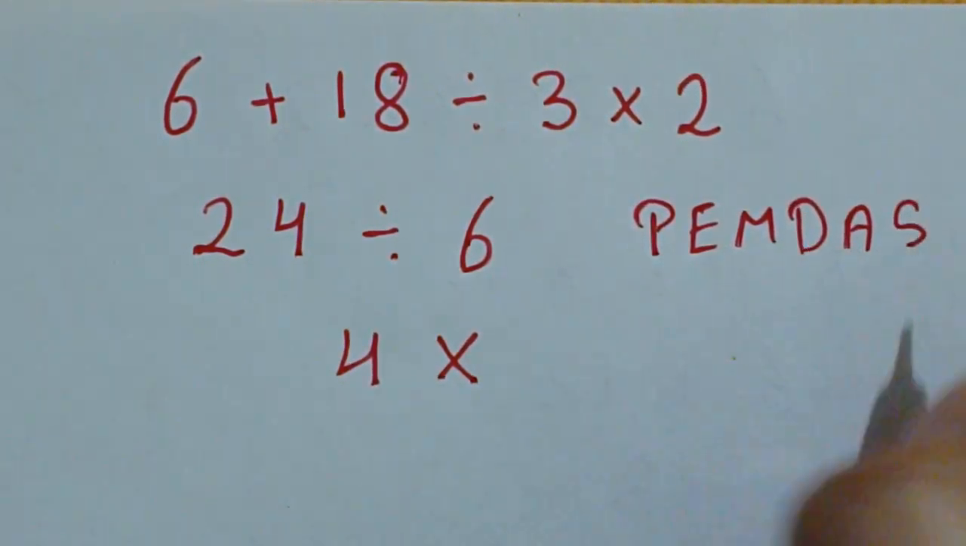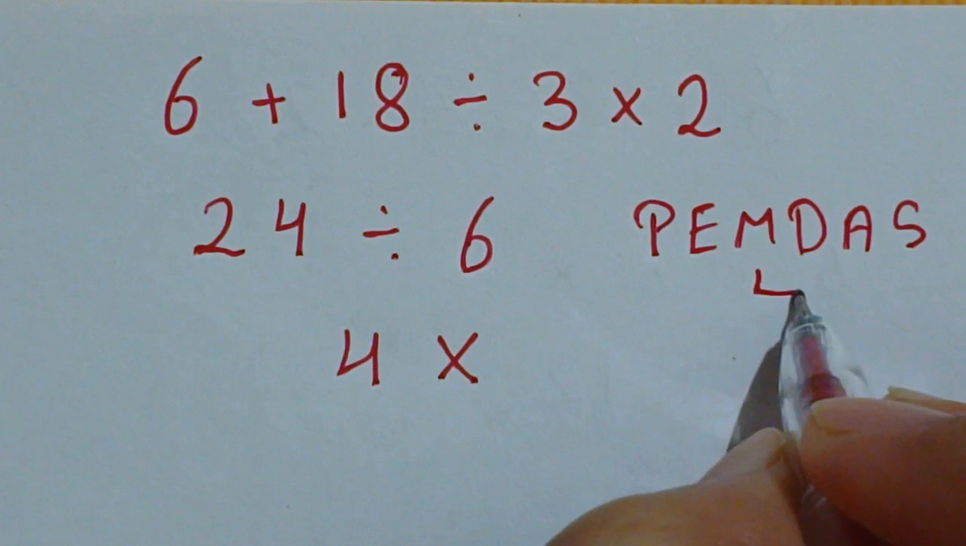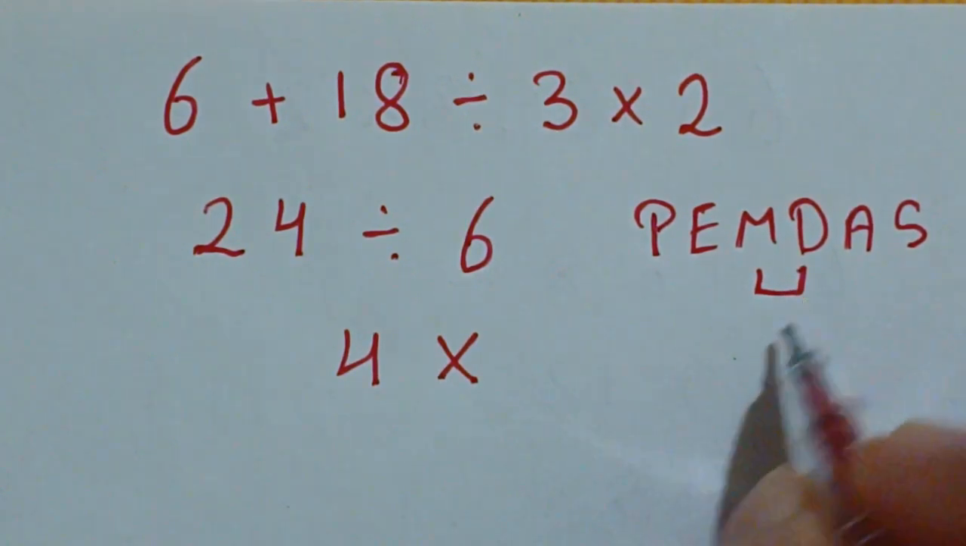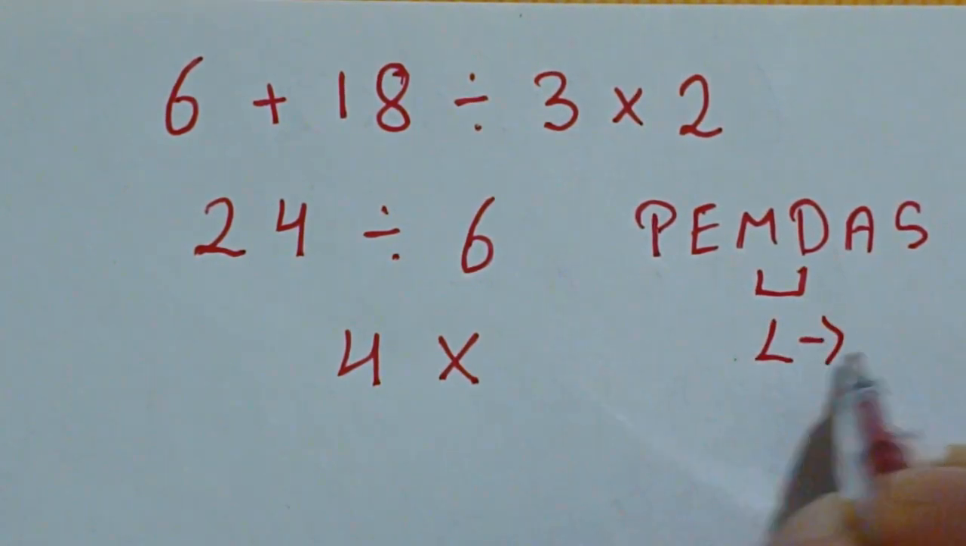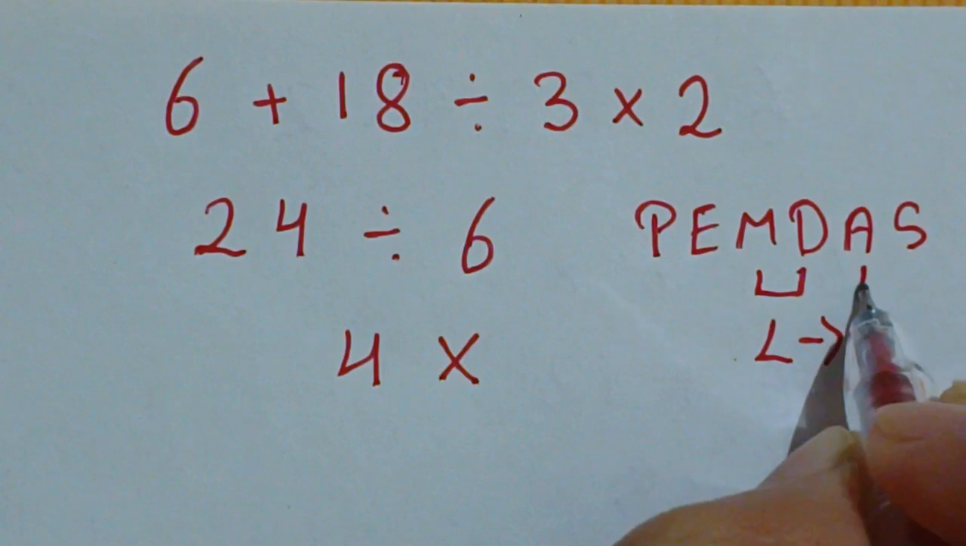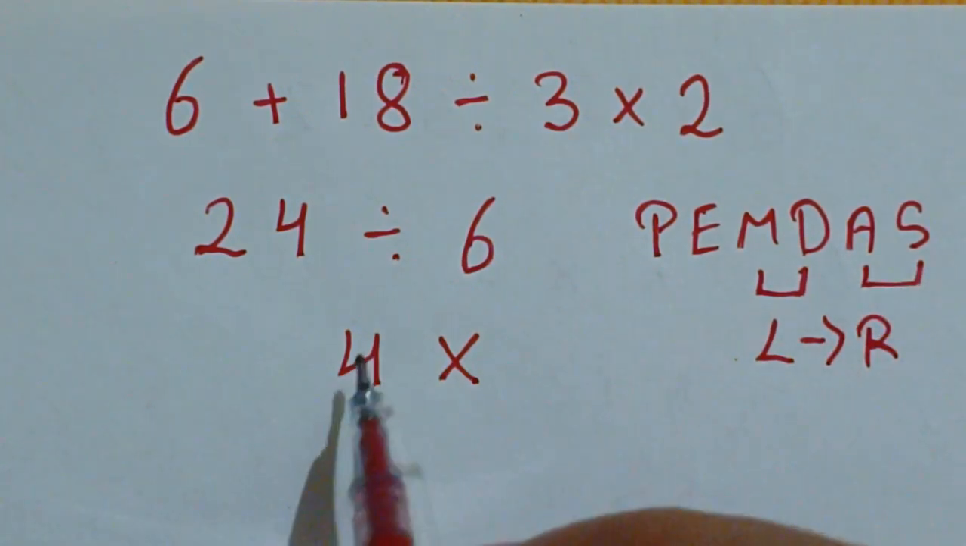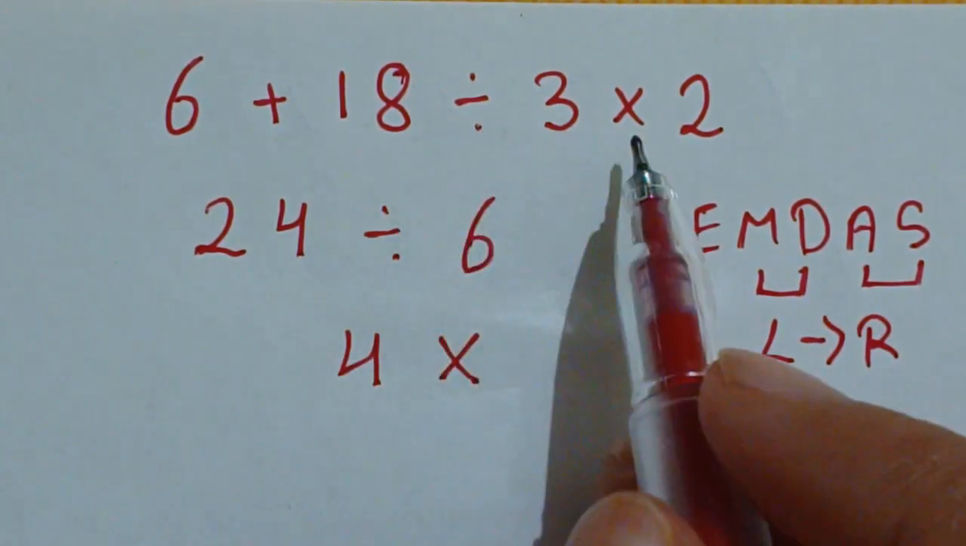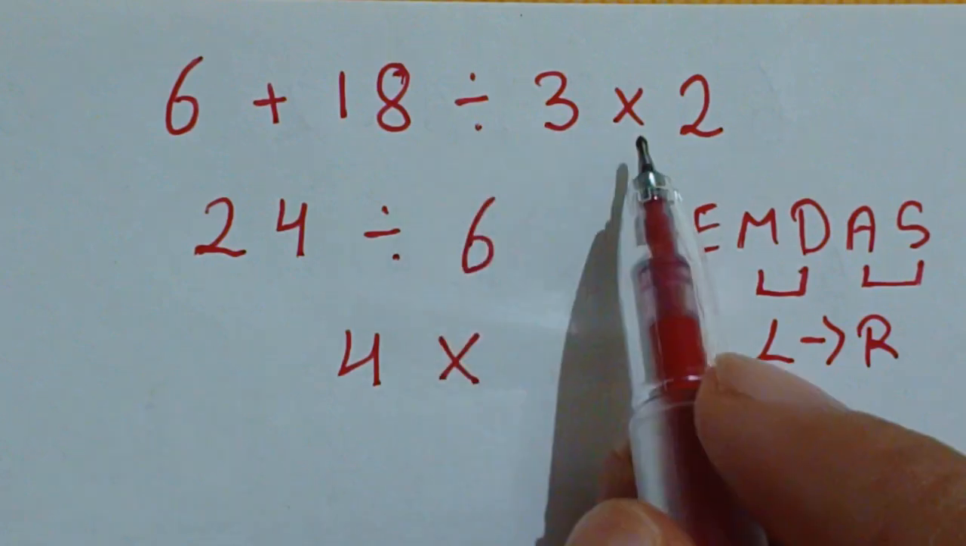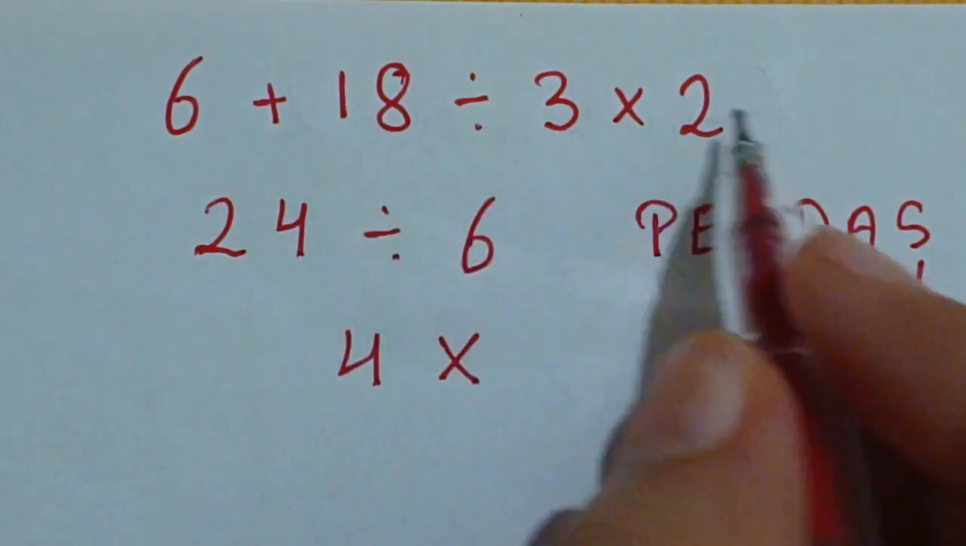In this, you have to remember that multiplication and division both have equal priority. Therefore, we go from left to right. Same for addition and subtraction. So here, as you can see, division and multiplication are there, and both have equal priorities. Therefore, go from left to right.